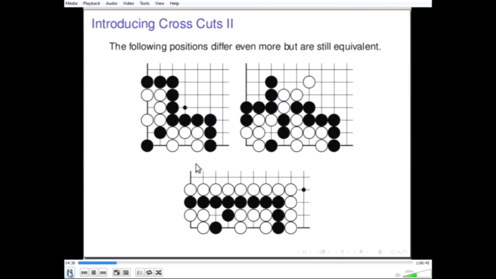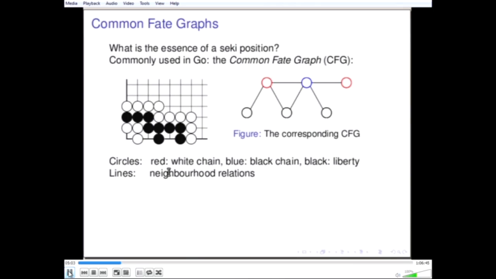positions are equivalent for us, namely they involve a white chain having an eye, and as another liberty, a liberty which is shared with two black chains, which have one other liberty, which is shared by a white chain, which has an eye. And that's the case for all of these three positions. So if we want to ignore such extra features, then how should we represent a position that avoids too many non-interesting details?